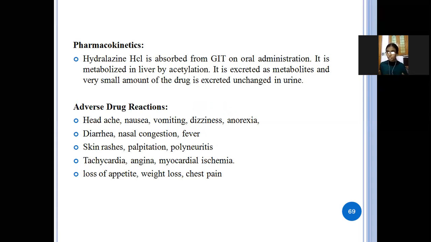Adverse drug reactions are headache, nausea, vomiting, dizziness, anorexia, diarrhea, nasal congestion, fever, rashes, palpitation, polyuria, tachycardia, angina, and loss of appetite, weight loss, and chest pain.